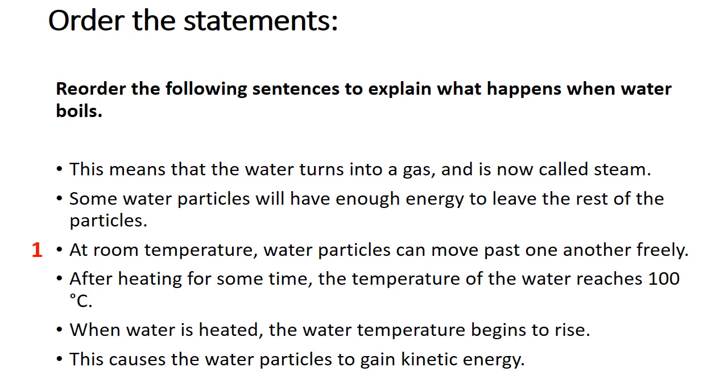So the first one should be about the fact that water particles are able to move past one another freely. Then, as we heat up the water, the temperature is going to increase, which means that the water particles are going to gain energy. Then, after we've heated for a period of time, we'll see that the temperature of water will reach 100 degrees C, which means that some of the water particles are going to have enough energy to leave the rest of the water particles, and so those particles are going to turn into a gaseous state, and so we would now call them steam or water vapour particles, and they are going to be able to move around freely.